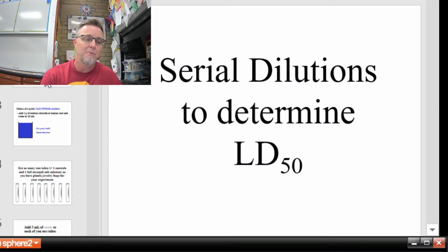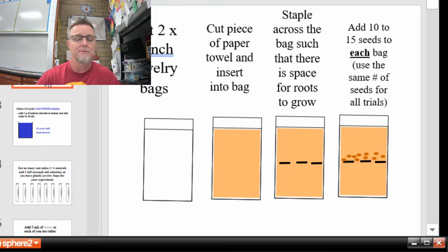So how we set this up, if we were in the lab, we would basically take some little jewelry bags, Ziploc bags. We would cut paper towels to rest inside of them so that they would hold the moisture. Run a line of staples across the bag to hold the seeds in place, and then we'd add 10 to 15 seeds per bag. It's really up to you if you're designing the experiment yourself, how many seeds you want to put in a bag. I usually try to put somewhere around 10 and call it good.